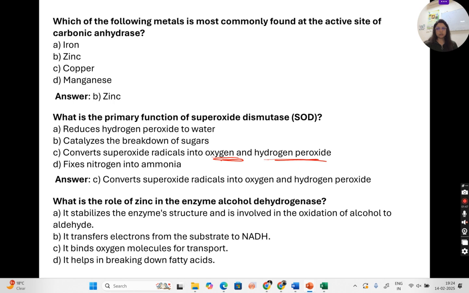Last question on this topic: what is the role of zinc in the enzyme alcohol dehydrogenase? We just read about alcohol dehydrogenase. The simple answer is A: it stabilizes the structure and is involved in the oxidation of alcohol to aldehydes or ketones. For this topic, simple questions like this can come from metalloenzymes.